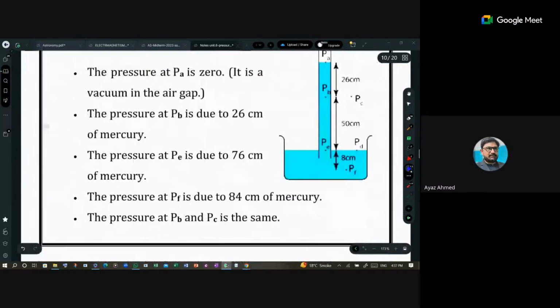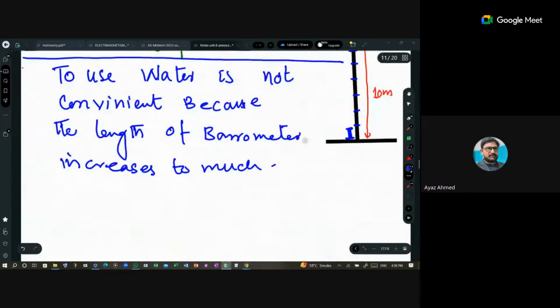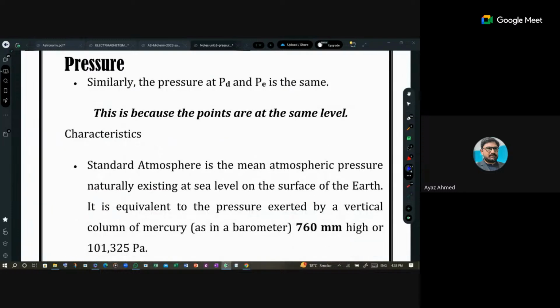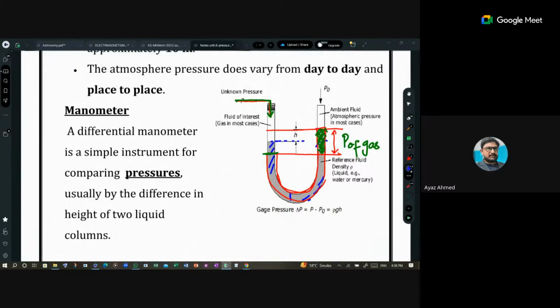Yes, sir. Okay, so for example, if I consider different points, this is point A, this is point B, this is point C. Because A is at the top, pressure is very less, then pressure is increased, then pressure is more. So as we go deep down, pressure increases. There would be some calculations, and then we need some concept about gas pressure. When we have to do pressure measurements, we use another instrument which is called a manometer.